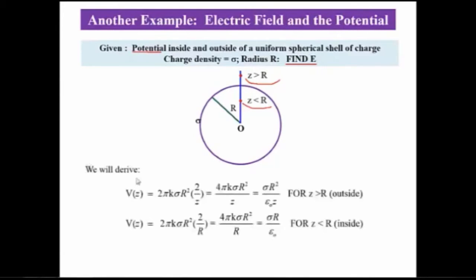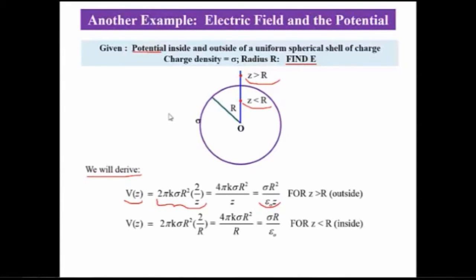Well, here's what we will derive. This is the potential at the position z if we're outside of the sphere. If we do the problem, what we find is that it's equal to this quantity here, so there's a prefactor that has little k, sigma, and the radius of the sphere squared. And then it has 2 over z, which we can then use k as 1 over 4 pi epsilon naught and simplify to this equation here. So it's sigma R squared over epsilon 0 over z. So it has a potential that falls off as 1 over z as you leave the outside surface and head out to infinity.